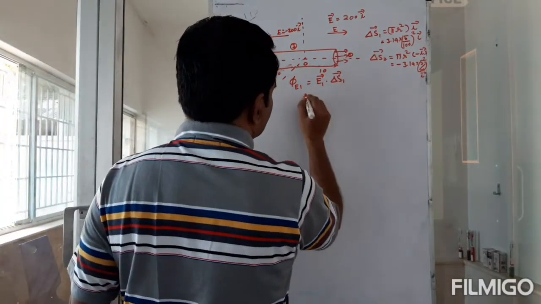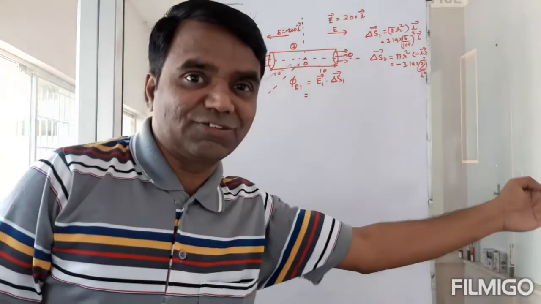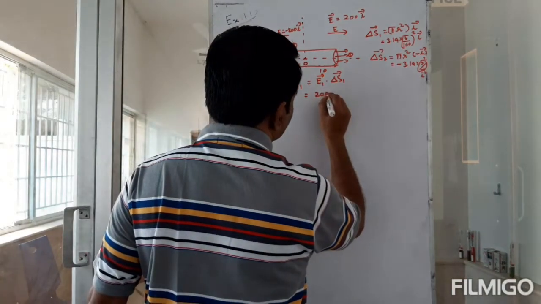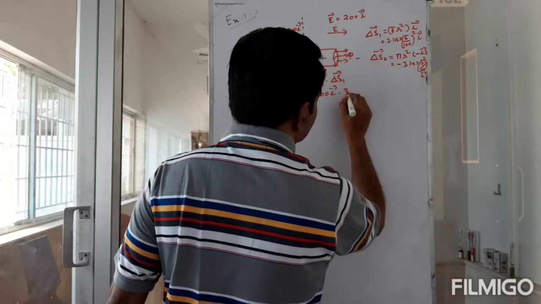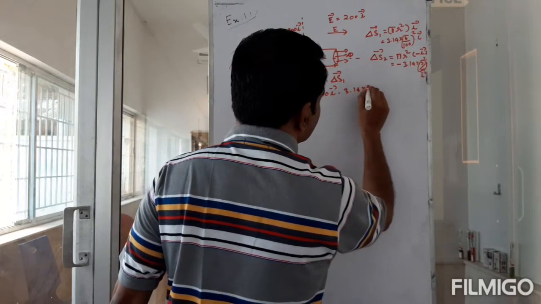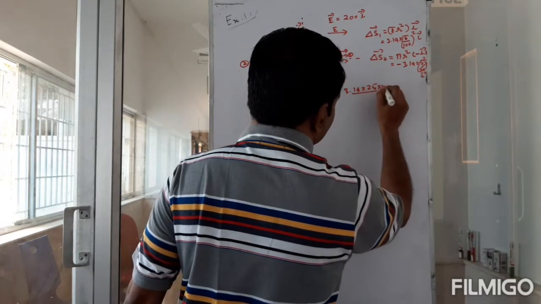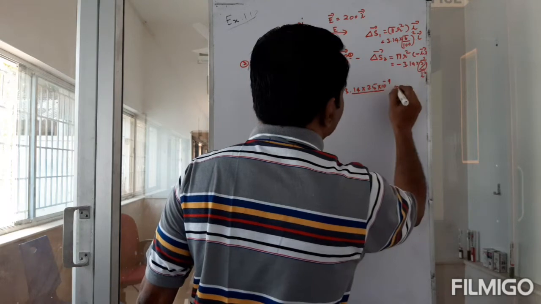Now, let's see what E1 is. E1 is simply 200 i in this direction only. So, we got 200 i dot this one, 3.14 into 25 by 10 to the power minus 4, i.